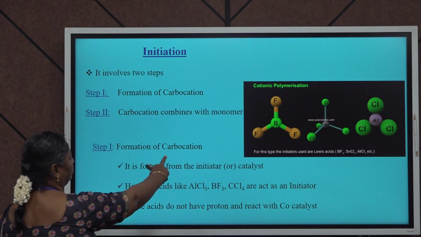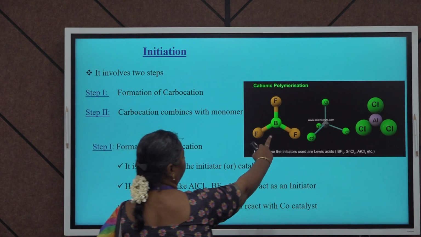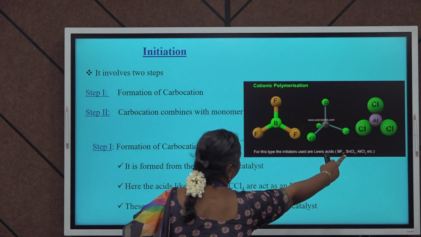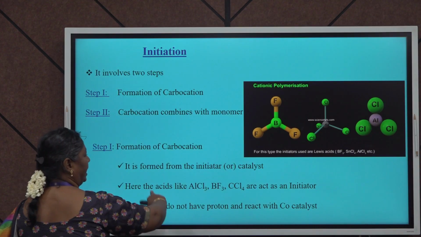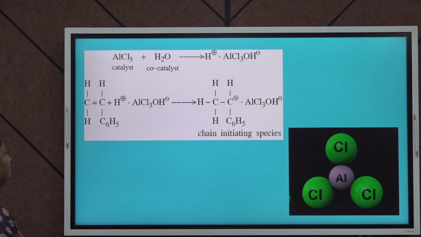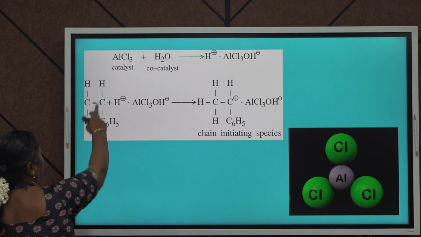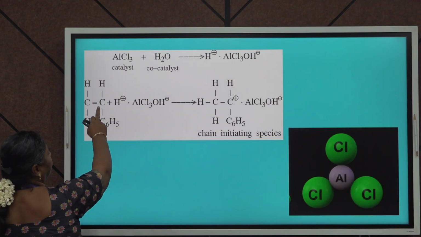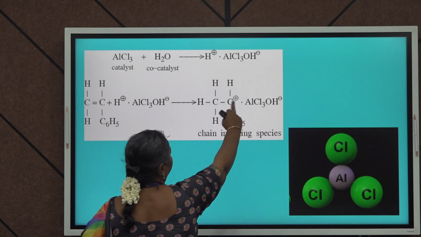Here the carbocation is formed from the initiator or catalyst. We are using BF3 as a catalyst, as well as stannic chloride SnCl4 and AlCl3. These are acid initiators. These acids do not have a proton and react with a co-catalyst. Here the co-catalyst is water. So AlCl3 plus H2O gives you H+ and AlCl3OH- ions. The H+ combines with the styrene compound at the double bond and gives the proton to form a chain initiating species. So this carbon will get the cation.